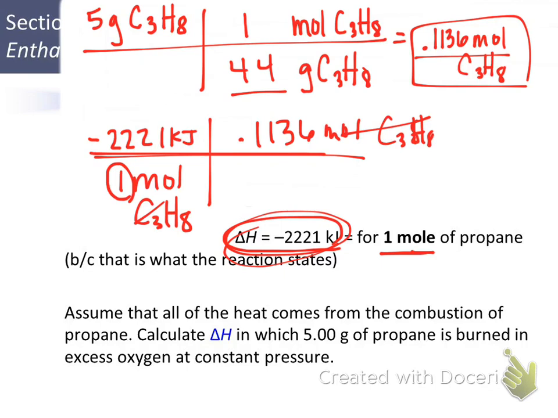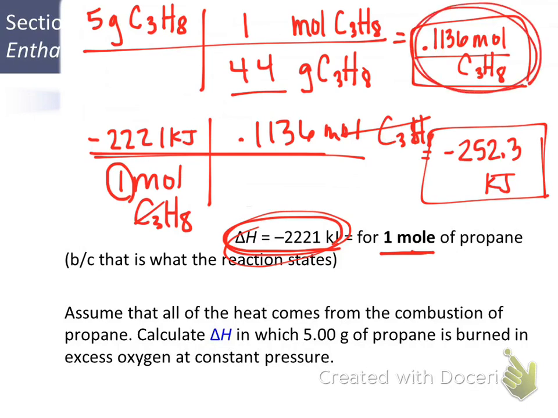So I'm going to take negative 2,221 times 0.1136, and I get negative 252.3 kilojoules released. This would be if we were using 5 grams, or 0.1136 moles. So this is just the amount of heat that's released. It's just the kilojoules. It would be per 0.1136 mole, but you don't have to put that in there. I just put the 1 mole of propane so we could see that it related directly to the reaction.